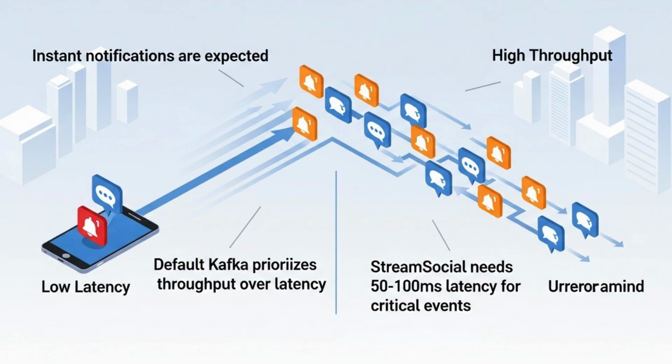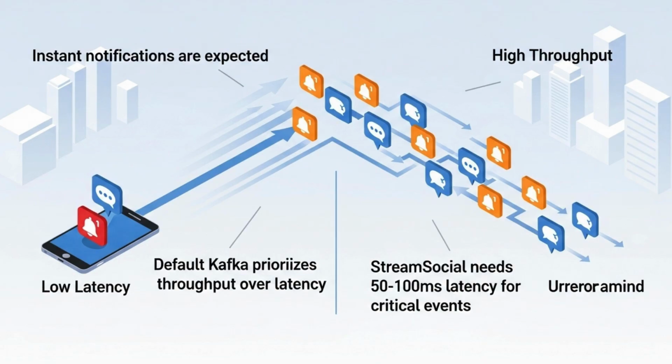The problem is, default Kafka settings are typically geared towards throughput. That means handling a vast quantity of messages, rather than optimizing for latency, which is how quickly each individual message is processed. While throughput is vital for large-scale systems, for real-time notifications, speed is paramount. We need to flip that equation.